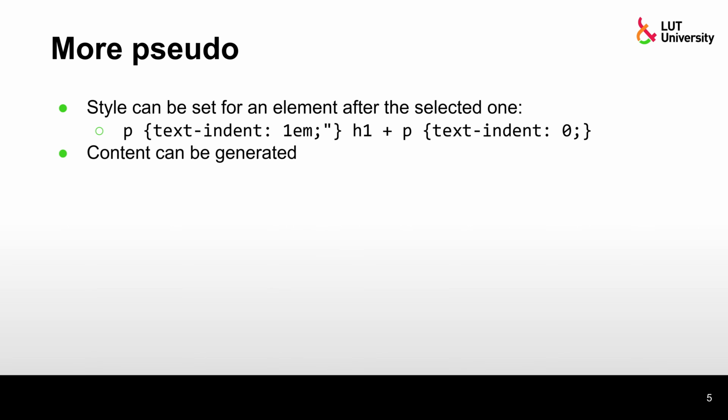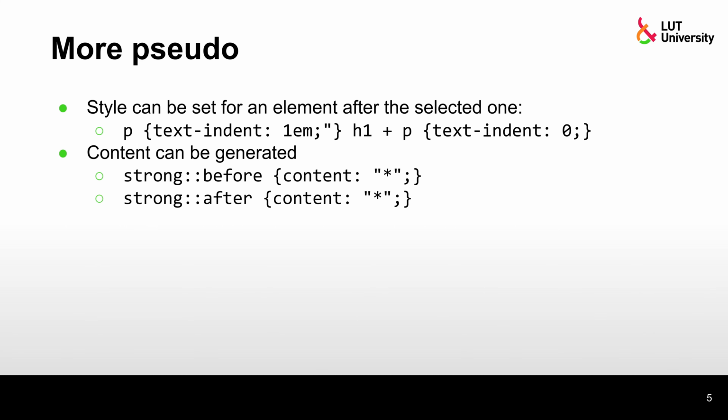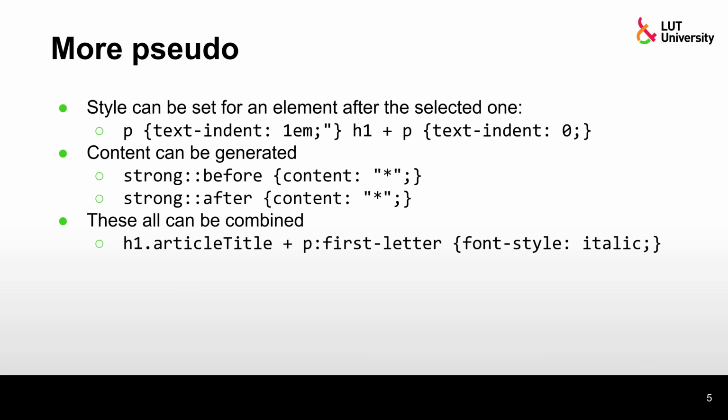We can generate content out of thin air with CSS. So here we are setting that before a strong element there will be a star, asterisk. Only one character is generated, but you can put a whole word there if you want. And after this strong element, there is also a star. And of course, we can combine all these things. So we have here an h1 that has class article title. And after that comes a paragraph, and its first letter is italic. But all these have to be matched before this first letter would be italic in this paragraph.